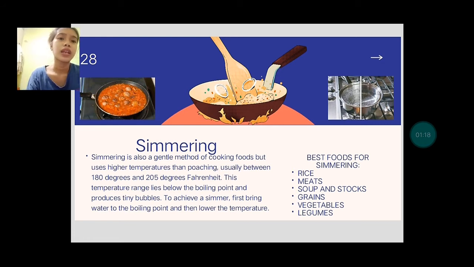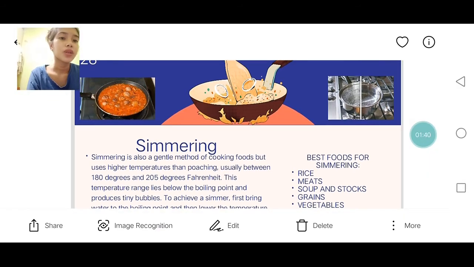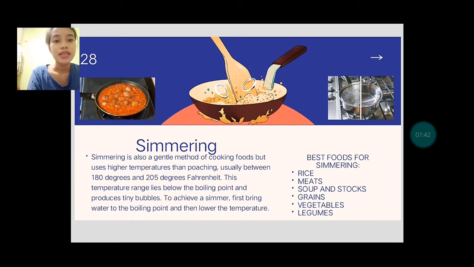What is simmering? Simmering is also a gentle method of cooking food but uses a higher temperature than poaching. So mas kusog-kusog ang temperature for simmering than poaching, usually between 180 degrees and 205 degrees Fahrenheit. This temperature range lies below the boiling point and produces tiny bubbles. To achieve a simmer, first bring water to the boiling point and then lower the temperature. So what are examples of simmering?